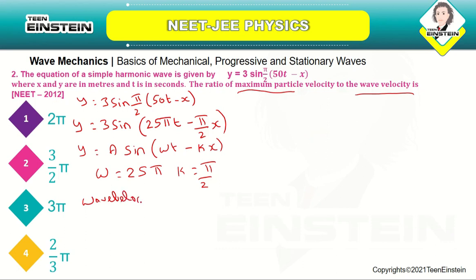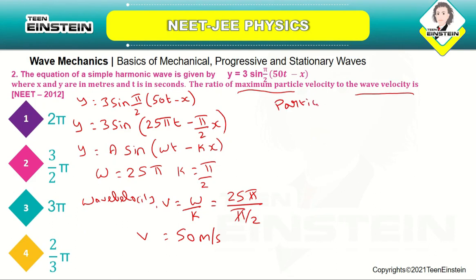Wave velocity is given by v is equal to omega by k, which is equal to 25 pi by pi by 2. So pi and pi will get cancelled, so v will become 50 meter per second. So this is the wave velocity. Now you can easily find out the particle velocity.